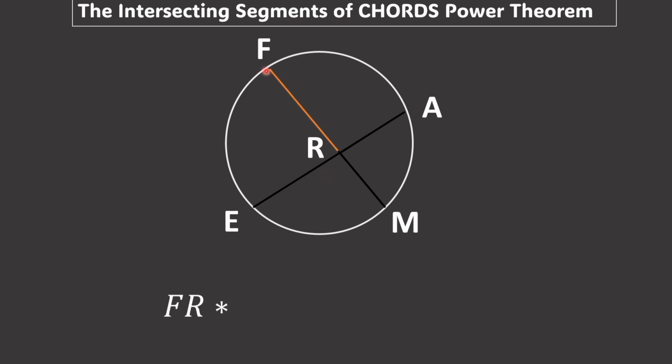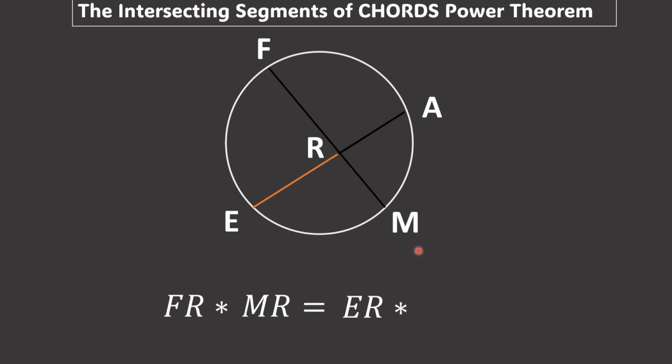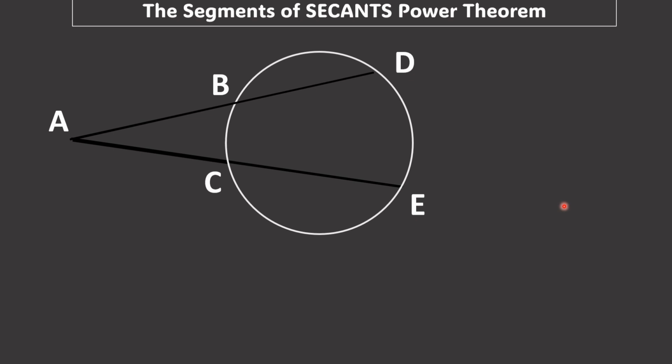FR, or the length of FR, times the length of MR is equal to the length of ER times the length of AR. Next is the segments of secants power theorem. A secant segment has two parts, the external and the internal segment.